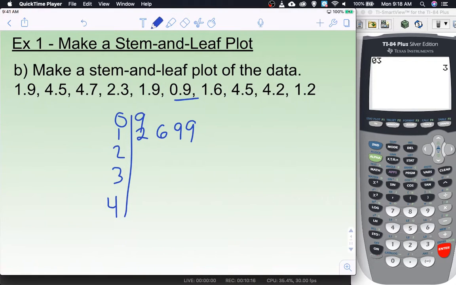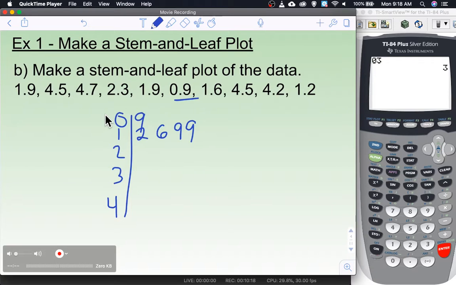And then I'd look for all my 20s. I see one of them. He's the only 20 I see, 23, or 2.3, I'm sorry. So 2.3.